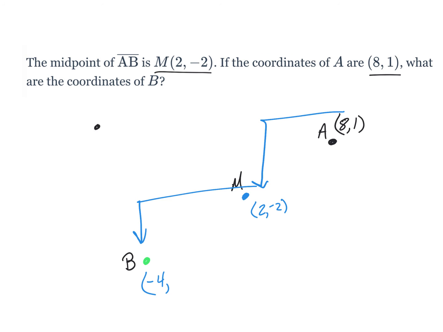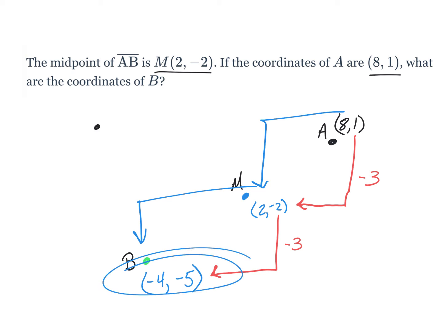And then I look at my Y value, which I know started at 1, and it went down to -2. Well, that means it went down 3. So if it went down 3 to get to the middle, it's going to go down 3 to get to the next one. So if I go down 3 from -2, I am now at -5. So that's how I can calculate my value.